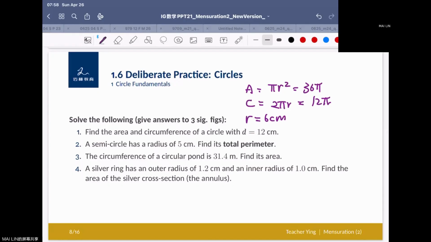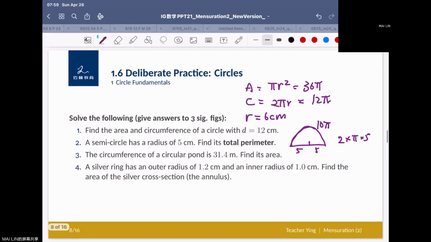And then for the second problem, the semicircle has a radius of 5 centimeter and find the total perimeter, right? So we can say here it is a semicircle, right? And the radius is 5 centimeter, here's 5 and 5. But remember that the perimeter for the total circle is 2 times pi times radius 5, right? But here we only have a semicircle, so we have to divide it by 2. So here that is 5 pi, okay? And also you can find 5 and 5 are the other two sides of the perimeter, so the total perimeter is 5 pi plus 10, okay? That is for the second problem.